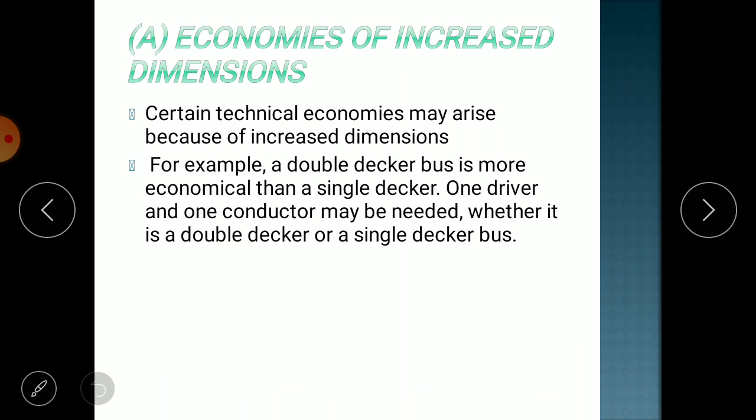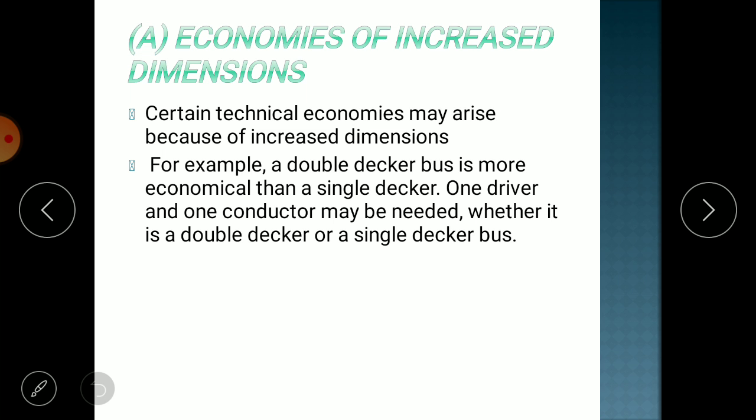Certain technical economies may arise because of increased dimension. Means within the organization, within the same machine, with the help of same labor, you are improving your product, that is increased dimension. The example is given here. A double-decker bus is more economical than a single-decker bus. It is but obvious in double-decker the sitting capacity is more as compared to single-decker. It will be exactly doubled.